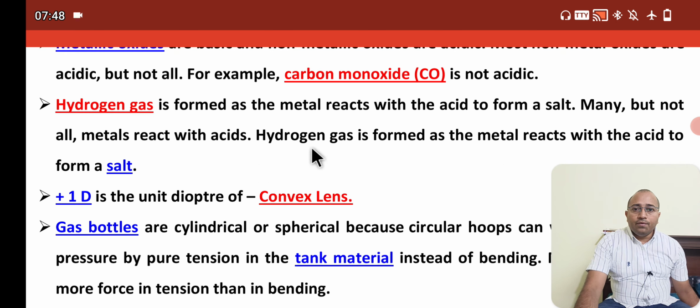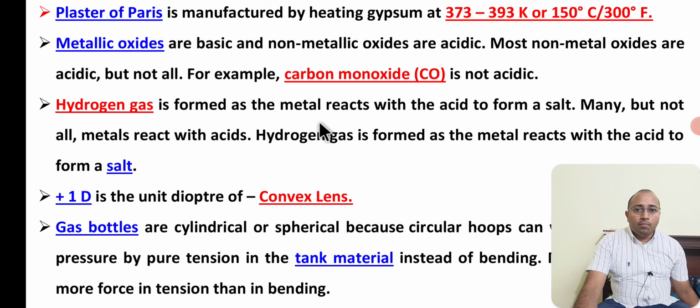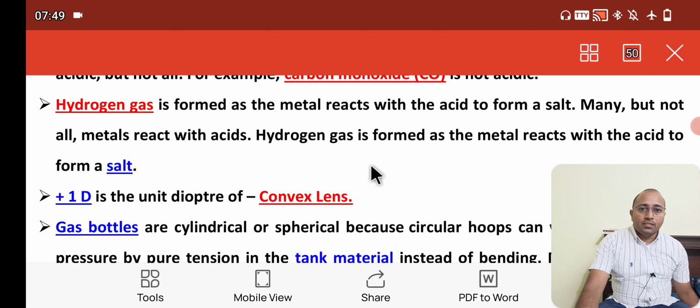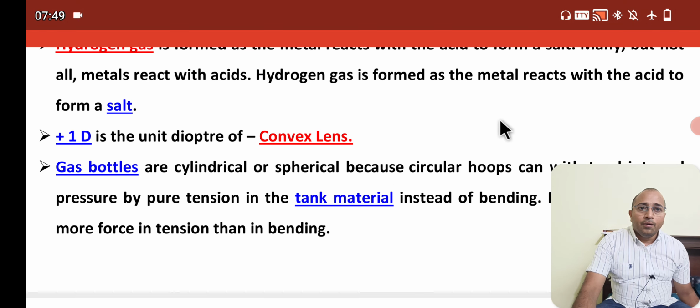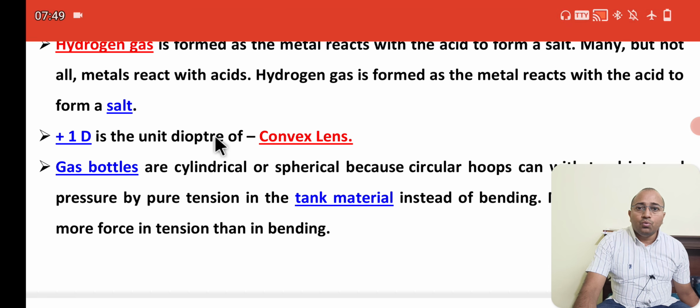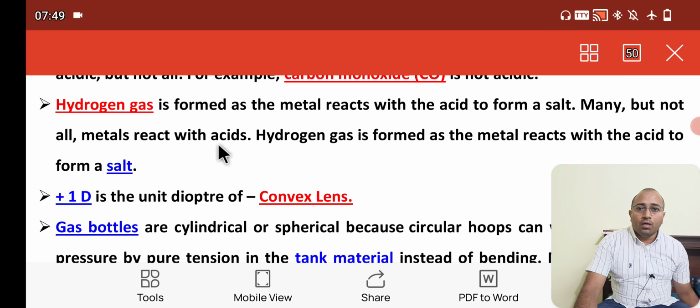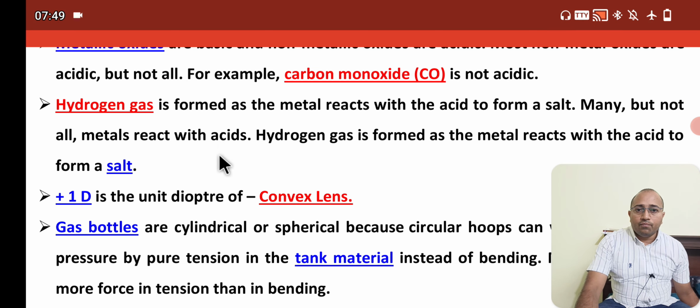Now we have hydrogen gas, which is formed when a metal reacts with an acid to form a salt. Many but not all metals react with acids. Hydrogen gas is formed as the metal reacts with the acid to form a salt, guys. So overall hydrogen gas gets formed like this.